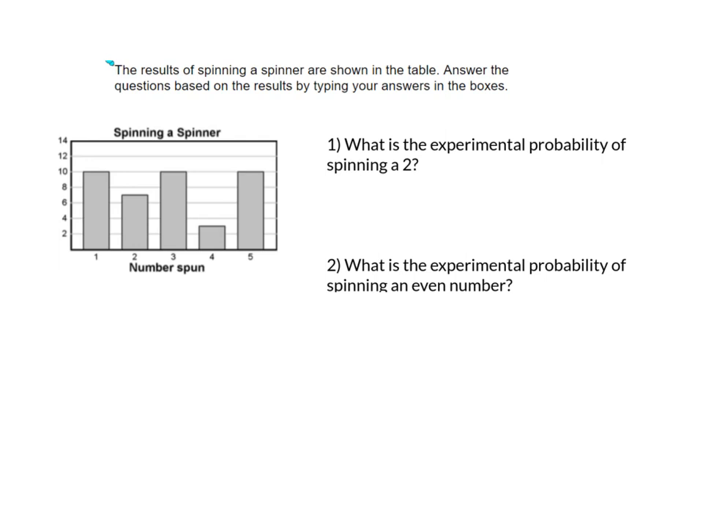In this video, we will talk about how to find experimental probability. Remember, experimental probability is something that's already happened and we have the data to back it up. Let's go ahead and look at number 1. What is the experimental probability of spinning a 2?